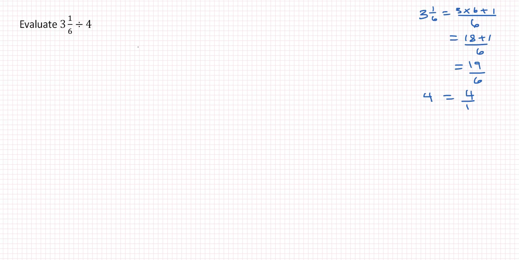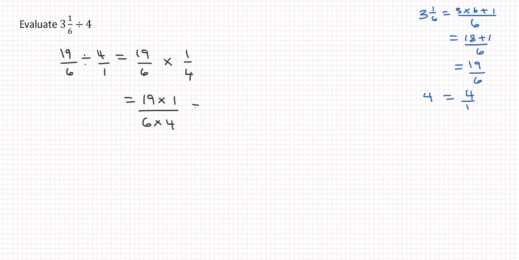So now we have new fractions. We have represented both fractions as improper fractions, so let's replace them. So 3 and 1/6 is going to give us 19 over 6, divided by 4 over 1. So now we leave the fraction to the left alone, and the fraction to the right, we flip. So we have 1 over 4. Change the sign to a multiplication. Multiply across, 19 multiplied by 1, divided by 6 multiplied by 4. So this is going to give us 19 over 24. That's the simplest form.